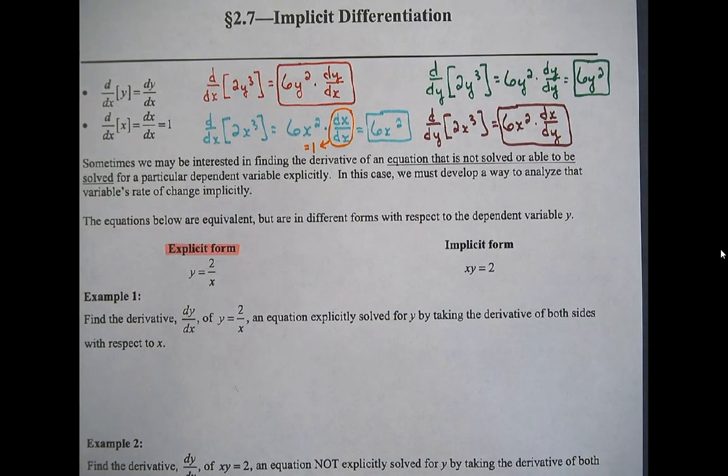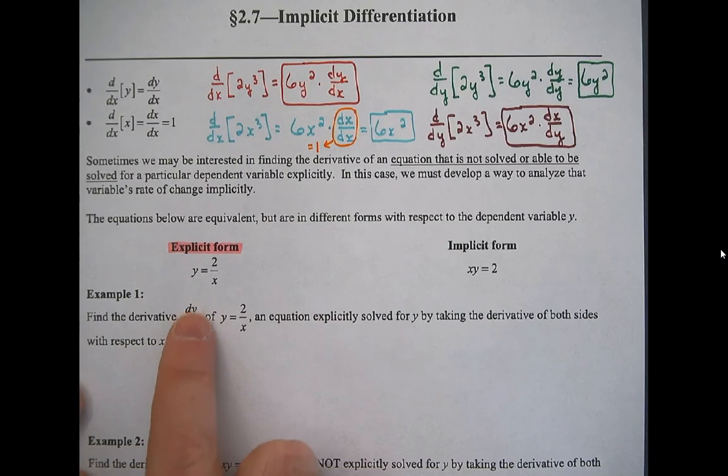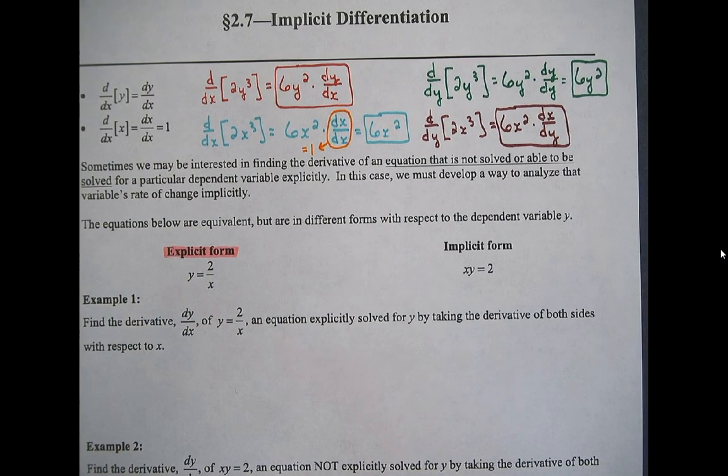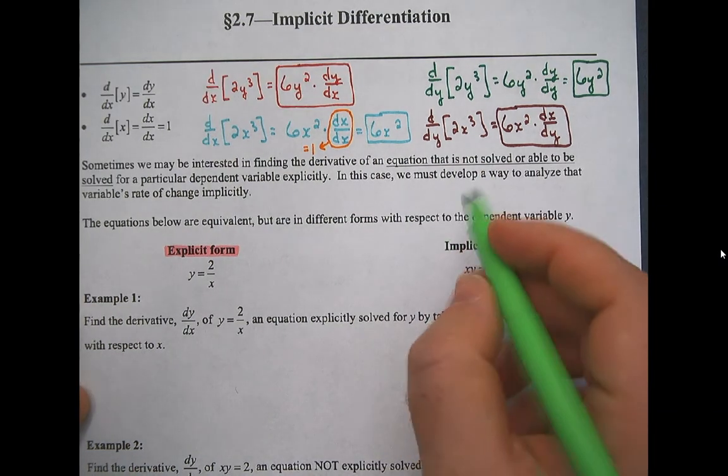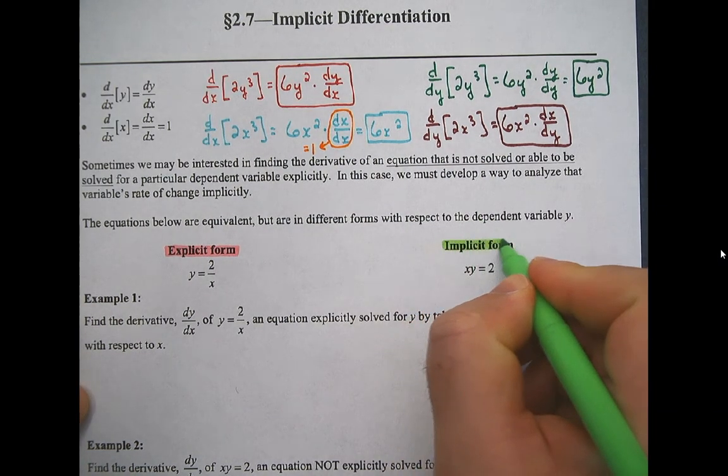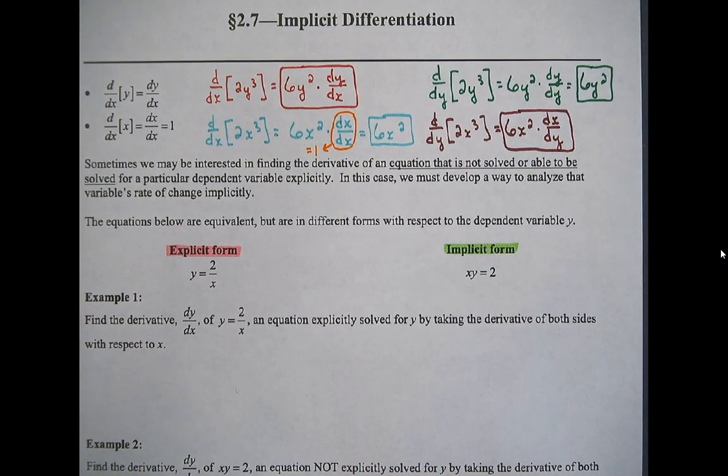Explicit means obvious. It's obvious who this equation is solved for. It's solved for y. That's explicit. Implicit means subtle, not obvious. We don't know if this is an equation for x or an equation for y. It could be either.